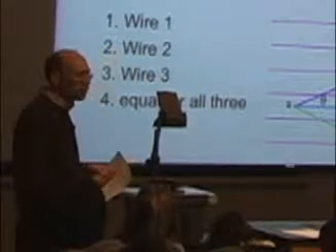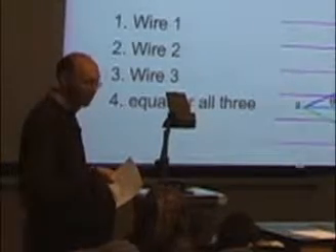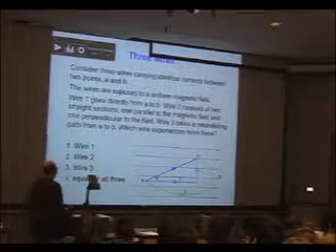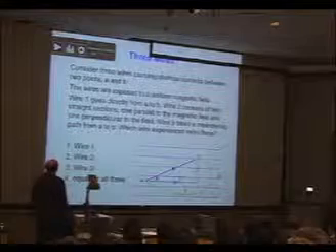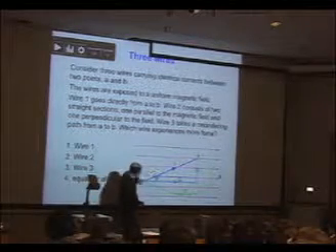Any questions on where that came from? Get that? Okay. We can go over that later. Okay, how about this? So now we get three currents, three wires. The currents in these wires are identical, okay? In magnitude, that is. So these wires are carrying current from point A to point B.